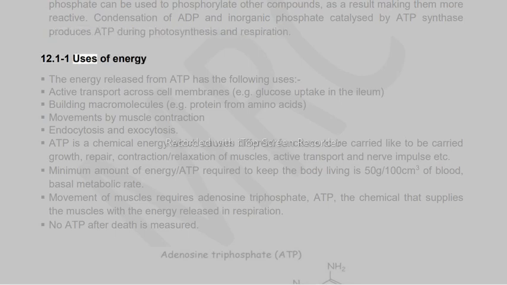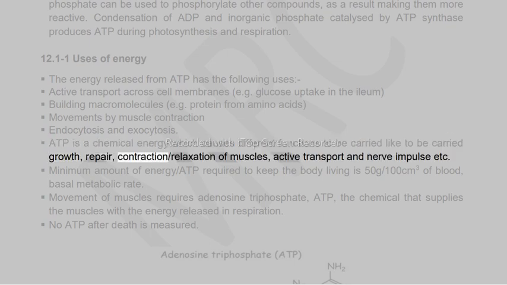12.1.1 Uses of energy. ATP has the following uses: active transport across cell membranes, e.g. glucose uptake in the ileum, building macromolecules, e.g. protein from amino acids, movement by muscle contraction, endocytosis and exocytosis. ATP is a chemical energy which causes different functions to be carried out, like growth, repair, contraction, relaxation of muscles, active transport and nerve impulse, etc.